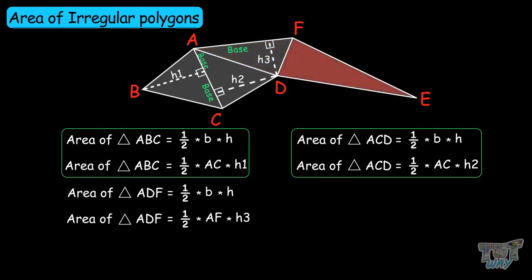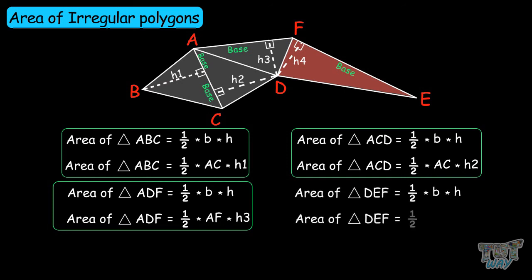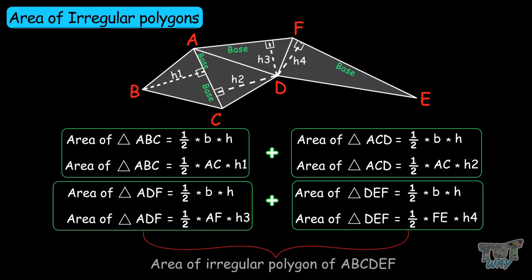Similarly, for triangle 4, which is DFE, we'll be drawing the height of the triangle where we will be choosing vertex D. So we have to make a perpendicular to the side EF. So H4 is the height of the triangle DFE, and its area will be half times FE times H4. So you need to find the area of all 4 triangles and then sum them up to get the area of the irregular polygon ABCDEF.